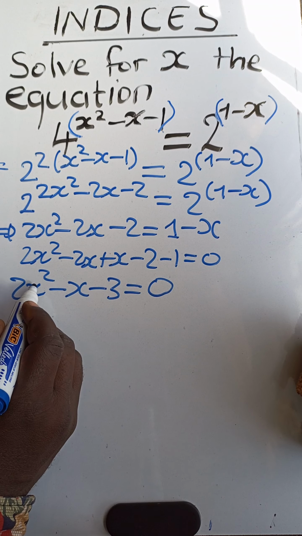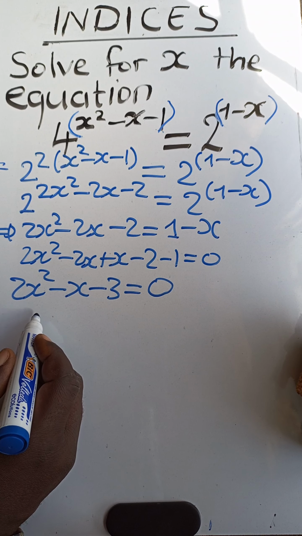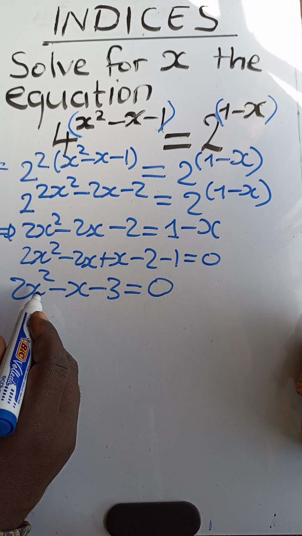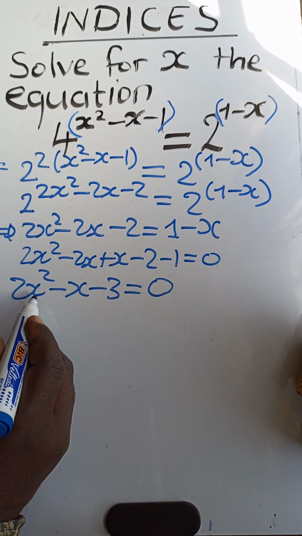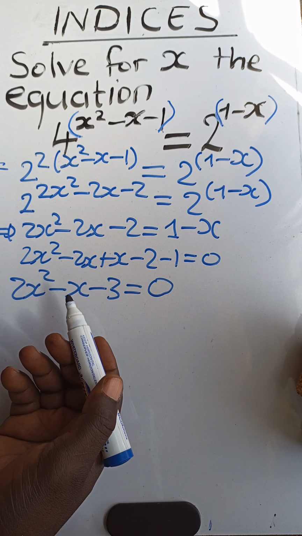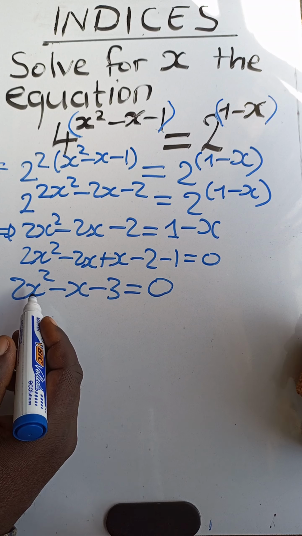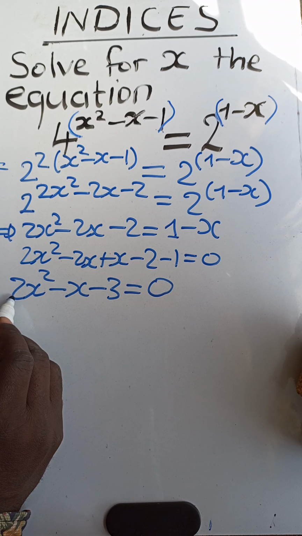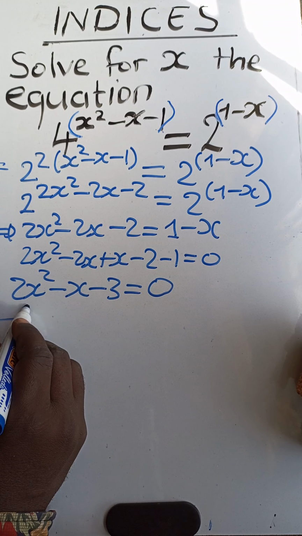And so we expect to have two solutions for the variable x because this is a quadratic. Remember, a quadratic is a polynomial of degree 2. So we expect two solutions. Now, the coefficient of the leading term is not 1, it is 2. So we can either use the quadratic formula or we use the factorization method. Now, I prefer to use the factorization method. The factorization method will require that we look for the factors of the product of this coefficient here, 2, and the constant term. The product of 2 and negative 3 is negative 6.